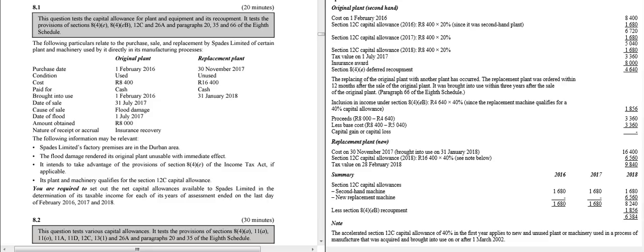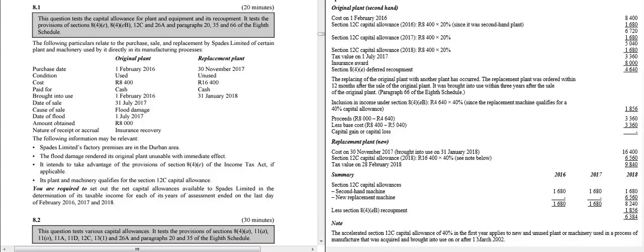And then we sold it on the 31st of July 2017. Why did we sell it? Because it was damaged due to a flood, and the date of the flood was the 1st of July 2017. So the amount we obtained from this sale was 8,000 Rand, and that was from an insurance payout. Okay, so that's the old machine. We bought it for 8,400 Rand on the 1st of February. We had to dispose of it on the 31st of July because it got damaged. And from this disposal, we got an 8,000 Rand insurance payout.